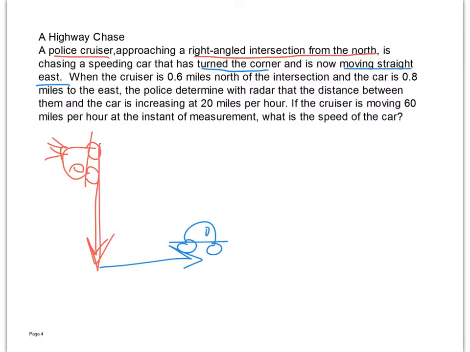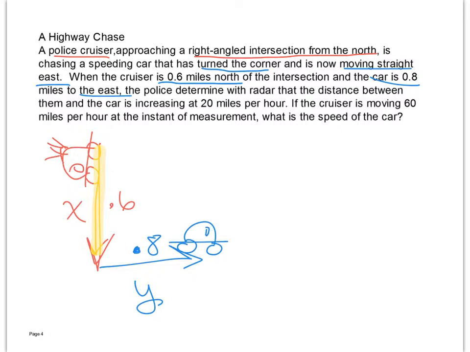Now, here's my getaway car. They are bandits. When the cruiser is 0.6 miles north of the intersection, this distance right here is 0.6. Let's fill that information in. Keep in mind that's variable, so this needs a variable. We know what it is at this moment, but it is changing, so we need a variable distance. The other car was 0.8, but again, that's a moment in time. That is not a constant distance. So y is changing. Right now it is 0.8 to the east.